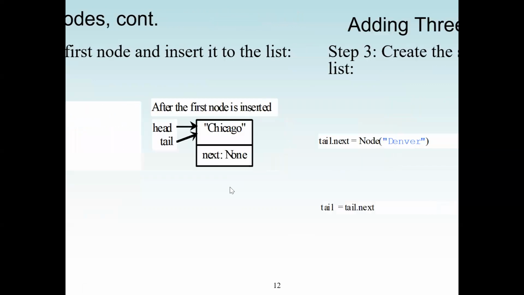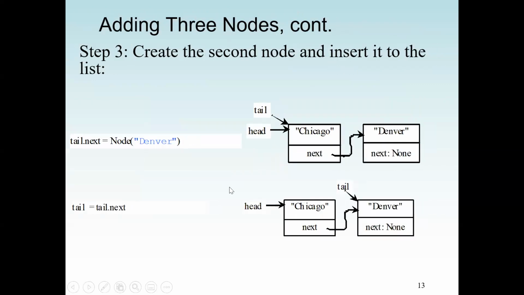constructor Chicago. Next, we are going to create our second node. So for our second node, we use the node constructor again, and we are going to have Denver. Now Denver, we are not going to assign to the head anymore, but rather to the tail. Why? Because the head already has its node, Chicago. If we assign to only tail, it will stay in the same position. So we say tail.next so that we move to the next node. Then we assign the tail.next to tail because that's the last node.